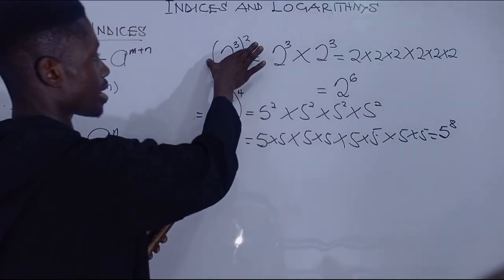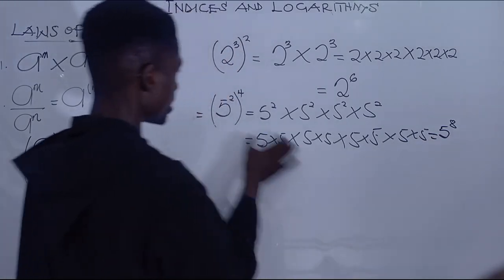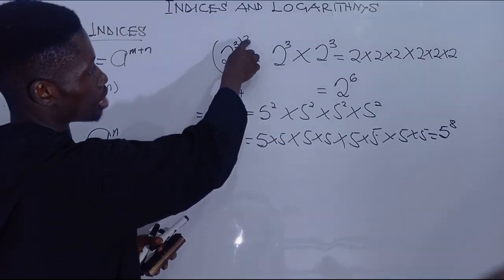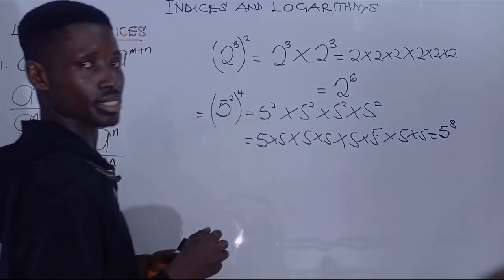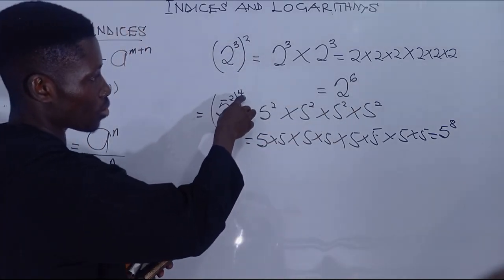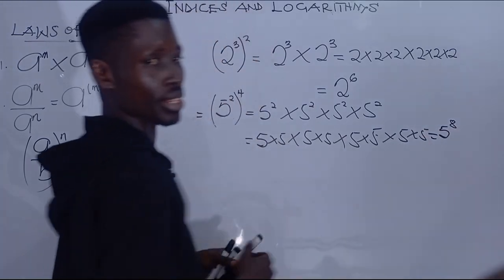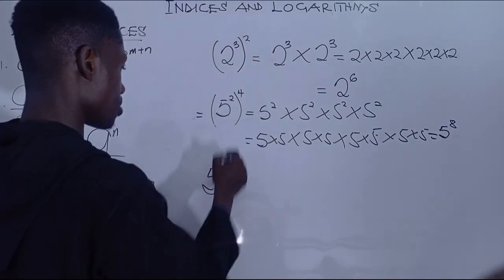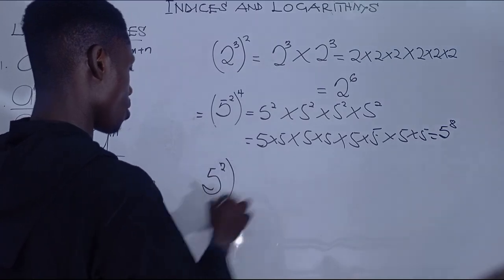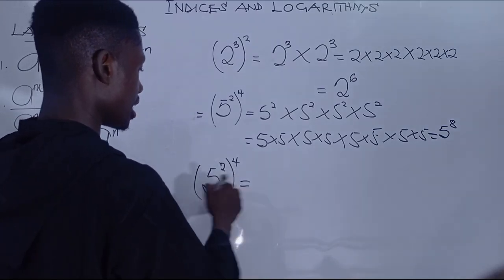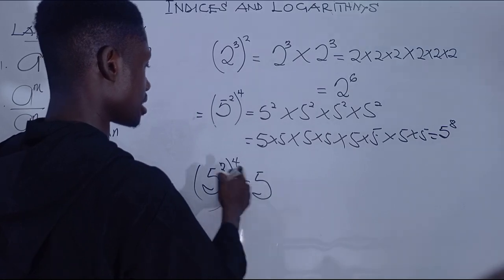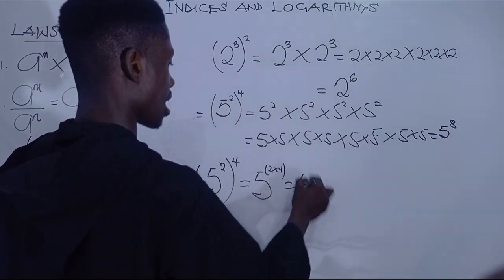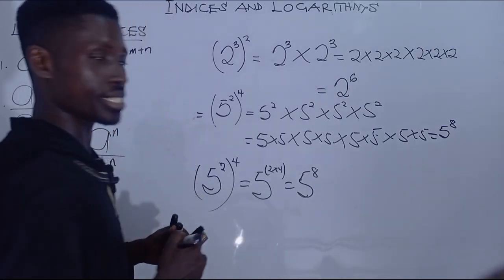Now, what can you observe from these two examples? You can observe that when you multiply 3 by 2, it is giving us this. When you multiply 2 by 4, it is giving us what? This. So it means that when you have, let's say, 5 power 2 all raised to the power 4, it is the same as taking the base and then you have 2 times 4. And this is giving us 5 raised to the power 8.